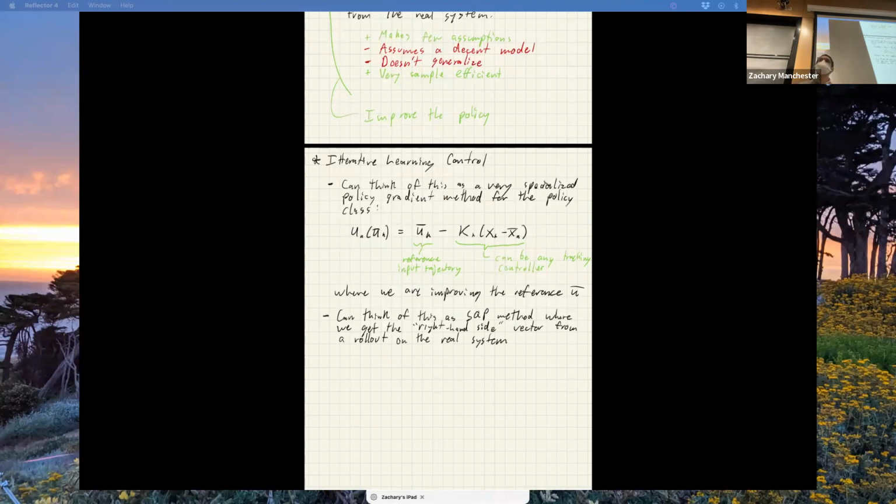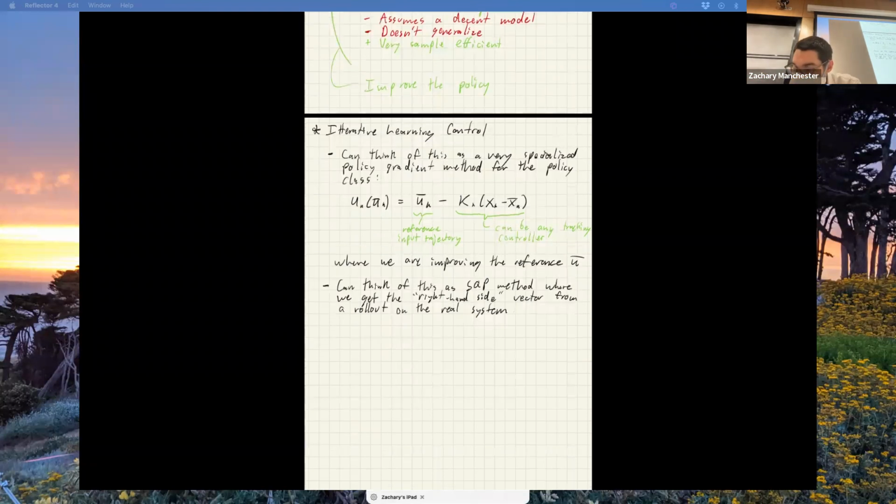You can also think about it as sort of a single pass of DDP, where you do the backward Riccati pass using the nominal model and get all your derivatives that way. And then you do a forward rollout on the real system instead of in the simulation with the nominal model. There are various flavors of this you could think about doing. Okay, so let's do it.